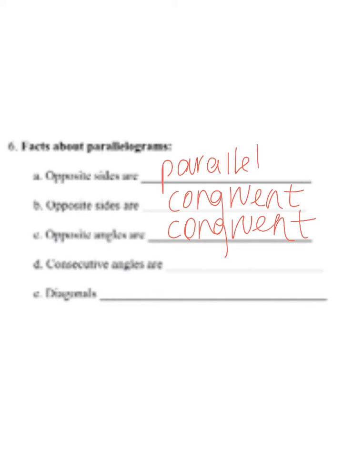Consecutive angles are like our same side interior angles, and we know they are supplementary, which means they add up to 180 degrees. And finally, we know that the diagonals bisect each other. That means they cut each other into two equal pieces.